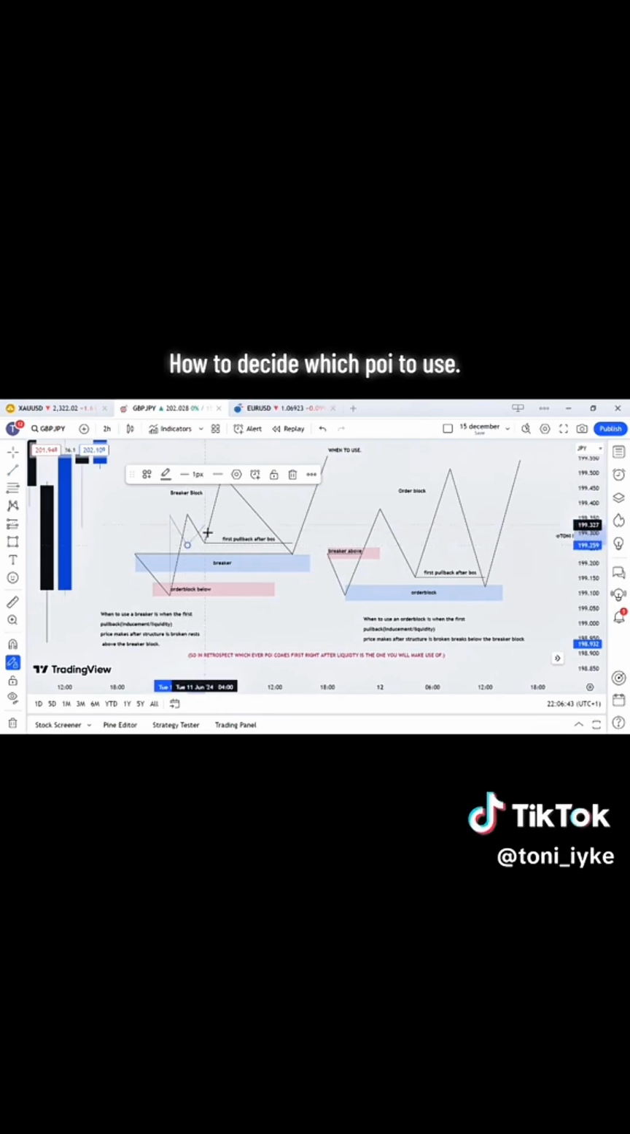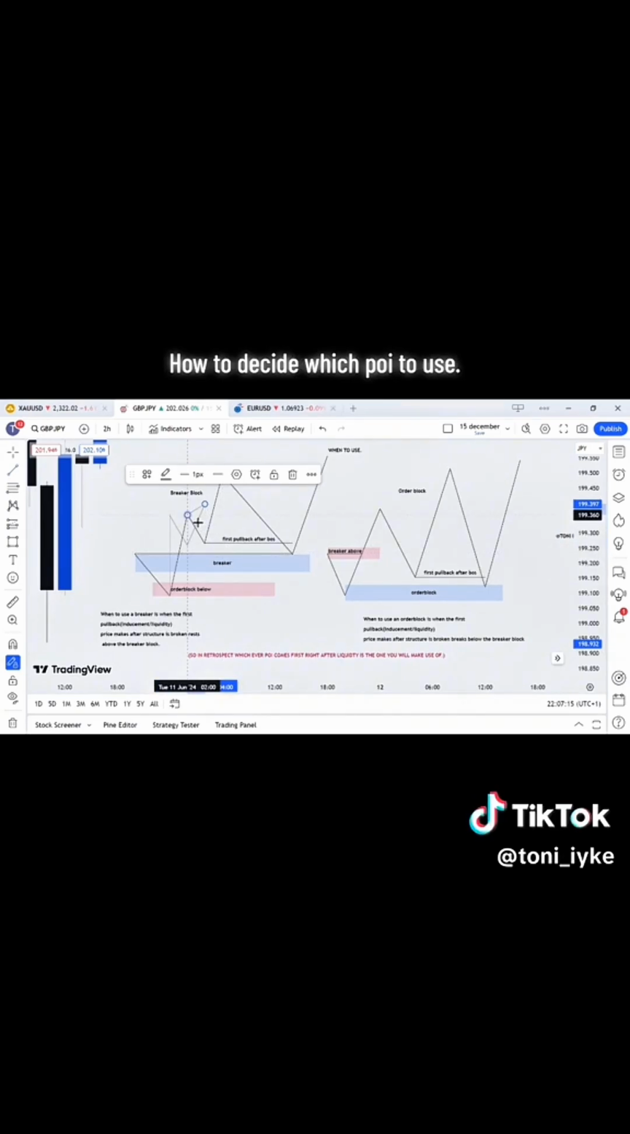So since the first pullback did not touch that breaker, it means that the breaker block is still yet to be mitigated. Meaning that if price should come back to sweep this first pullback, which is what I take as my liquidity, this breaker block here is going to be valid to be used as entry, regardless of there being another block below it. Because why? When price broke out of that structure, it didn't touch that breaker block first, and it didn't go below the breaker block. So that was why the breaker block is valid.